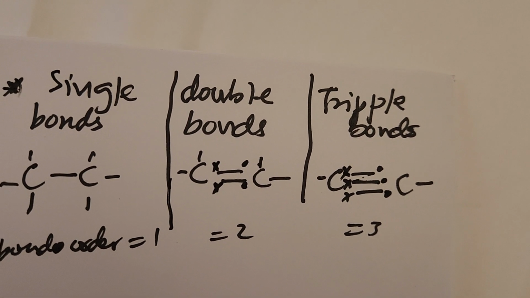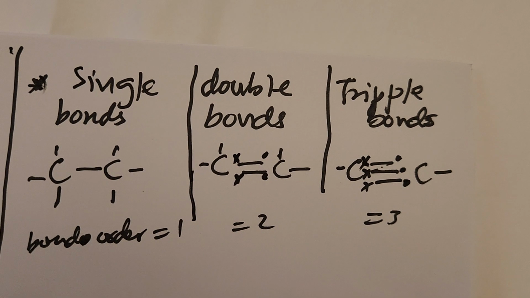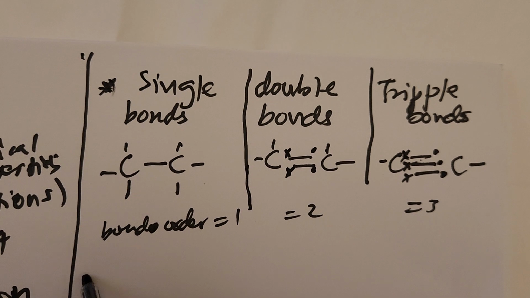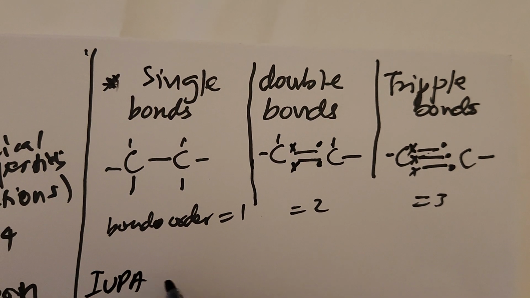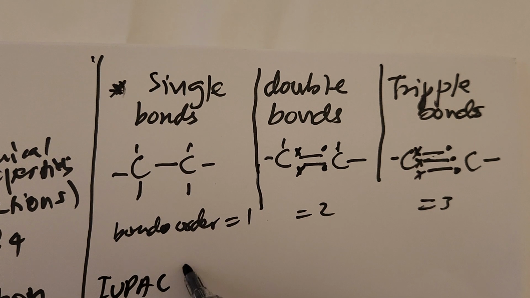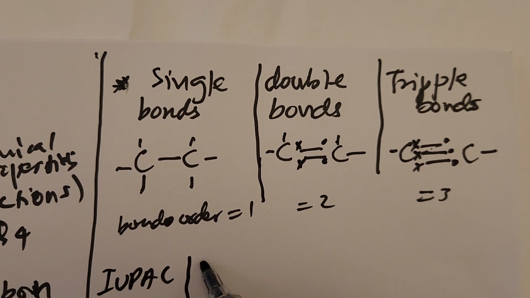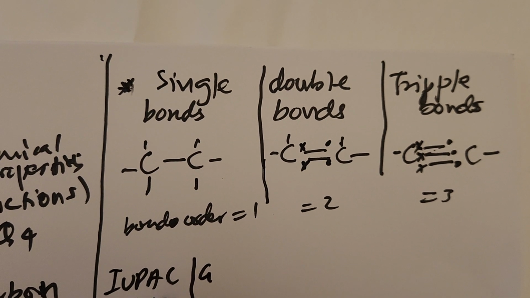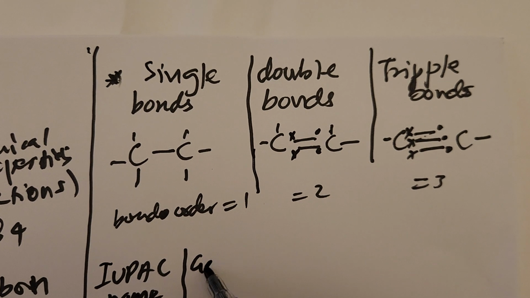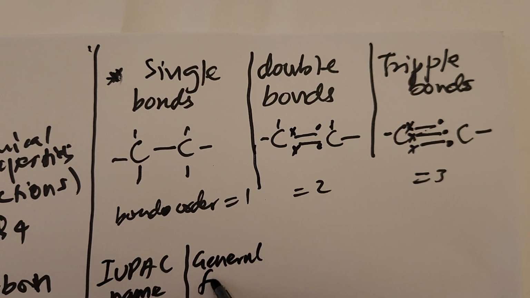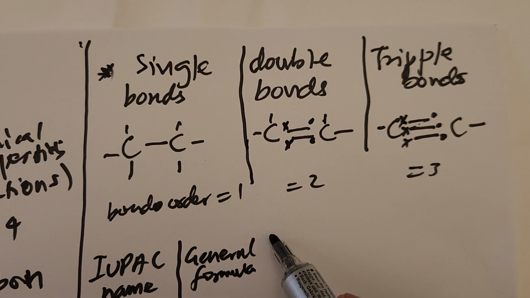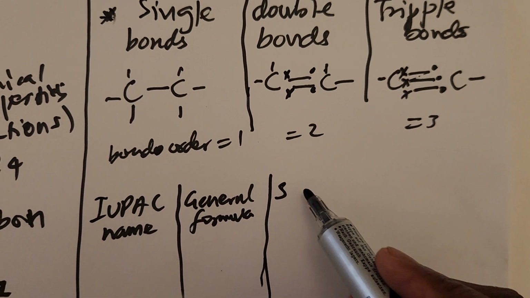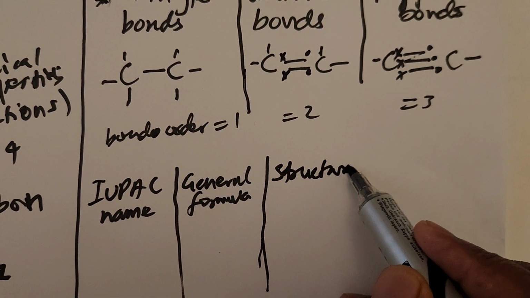Now, in this section of organic molecules, we'll deal with the so-called IUPAC naming. We'll talk about the representation in terms of the names, the IUPAC name of a compound. We'll be talking about the general formulas, so some compounds will have the same general formula. We'll talk about the structural formula. Very important, structural formula.